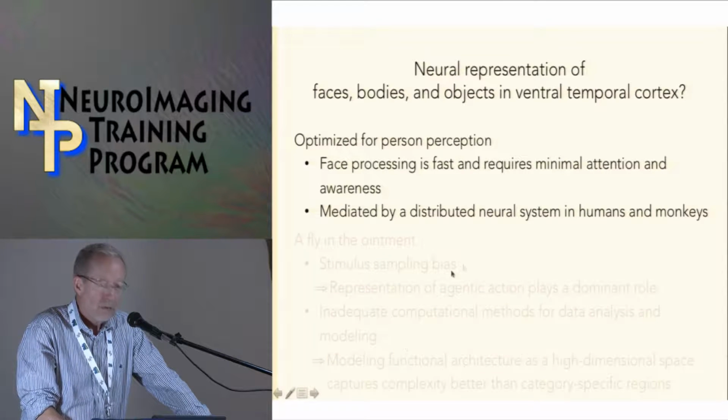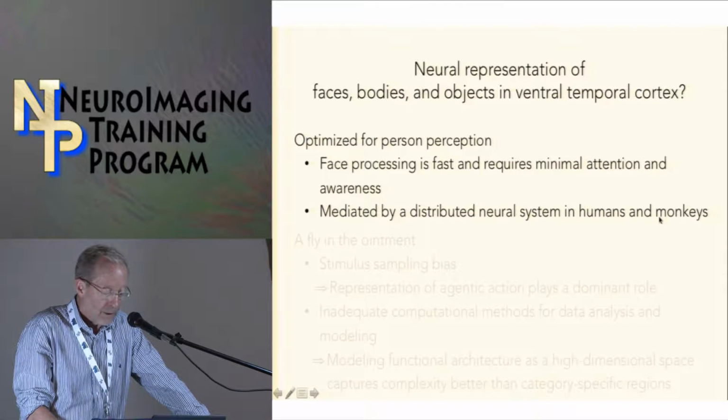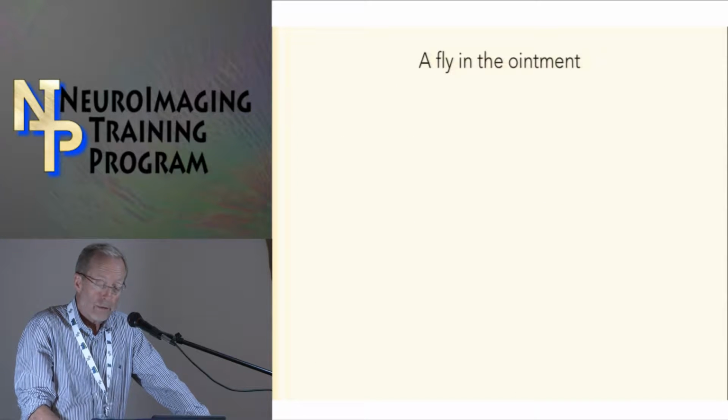So this is a nice story, and this is the dominant story in how ventral temporal cortex plays a role in face perception. First, face processing is fast, requires no attention or awareness, and it's mediated by this distributed neural system in both humans and monkeys that seems to be specialized for face perception. So why am I up here saying there's something wrong with this? This is a beautiful story, but there's a fly in the ointment.